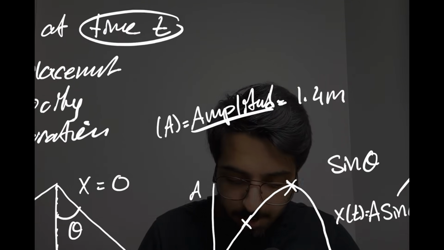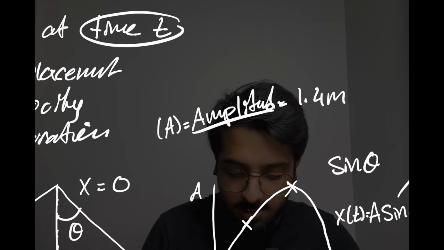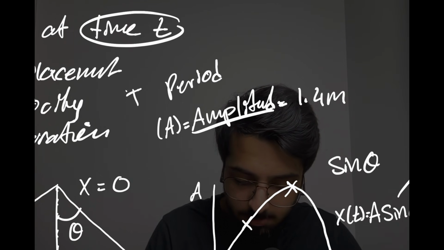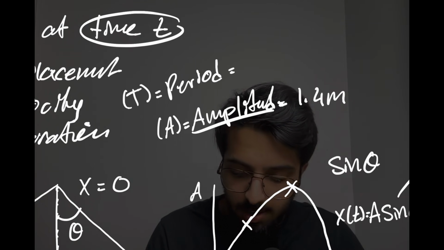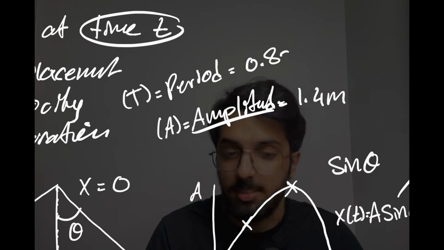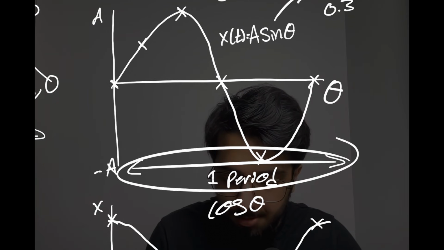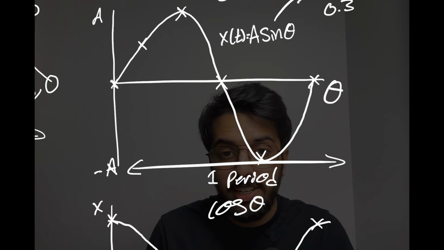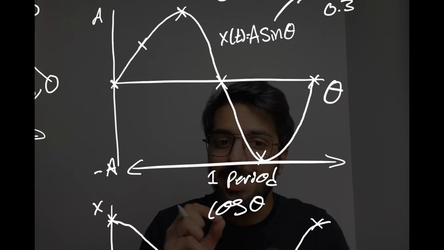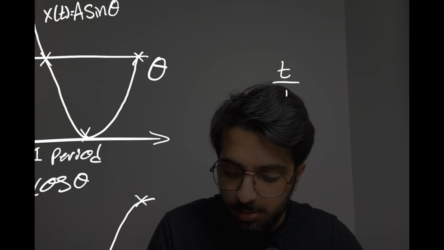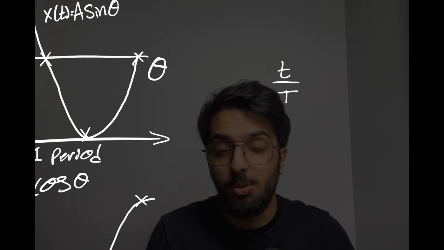Now let's say we have an amplitude of 1.4 meters and a period, which is T, of 0.8 seconds, okay? So if we know that this is one period, in order to find out where we are in that period at time t, we can find that using our t value all over T, right? Our little t all over our period.